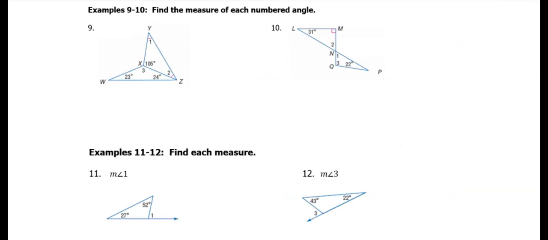Okay, for my last examples, we are going to find these numbered measured angles, so I'm going to go ahead and look. On number 9, I can actually start on either triangle, and don't forget, we know that all angles of a triangle add up to 180, so I'm going to go look at this bottom triangle here. Let me do a highlighter, it works a little better.